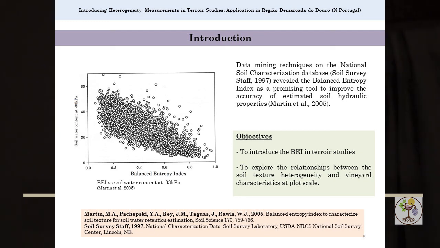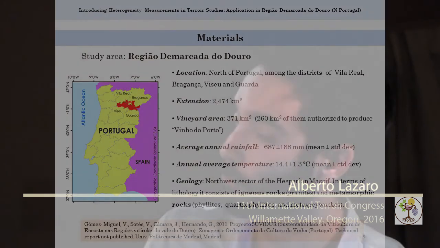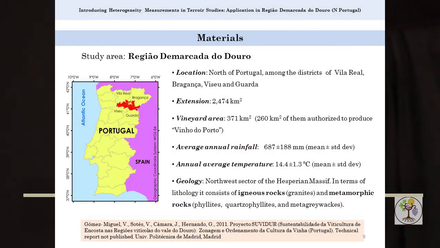So with all of that, we want to introduce the Valency Entropy Index in Terroir studies, and at the same time, we want to explore the relation between this Valency Entropy Index and some properties of the vineyard at a plot scale. So we are going to do this in the Região Demarcada do Douro, in the north of Portugal, a wide area of which 15% are vineyards with Atlantic climate conditions, but especially we want to focus on, in terms of lithology, igneous rocks and metamorphic rocks.